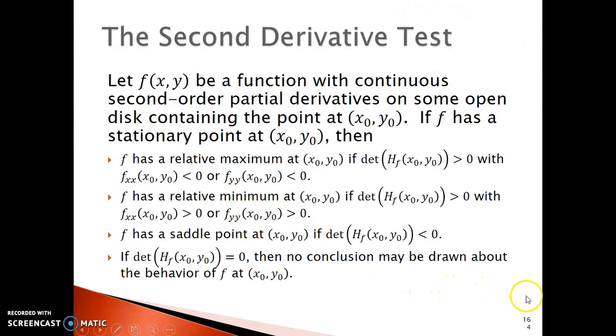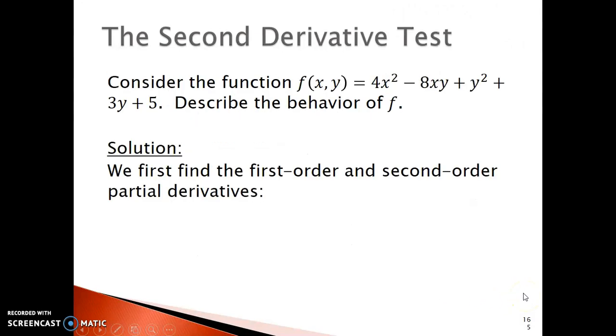So let's see if we can actually apply this. Here's a function: f of x, y equals 4x squared minus 8xy plus y squared plus 3y plus 5. I want to describe the behavior of f. When we describe the behavior of f, we should talk about any extrema that it has, and also whether or not it has global extrema, or if the function were to increase forever in either the positive or negative z direction. So we're going to need a whole lot of partial derivatives in order to figure out what the discriminant is in order to be able to apply the second derivative test.